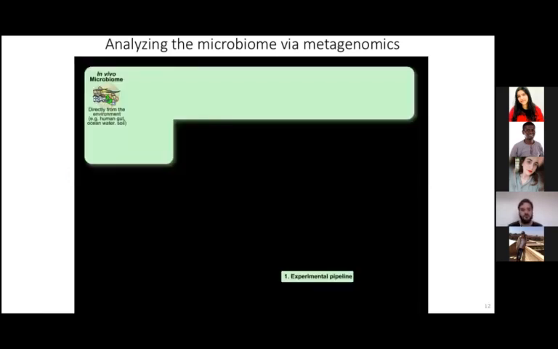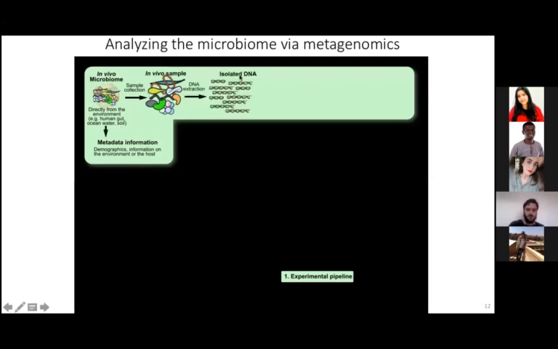So this is a bit of a workflow of what goes on in the microbiome when you're analyzing it via metagenomics. So basically you have your microbiome sample where you've just sampled your microbial community directly from the environment. This can be from the human gut through stool samples, ocean water, soil, whatever. And then you're gonna collect the sample. You're gonna have your microbial community where you're gonna extract the DNA. So you have all the DNA there.